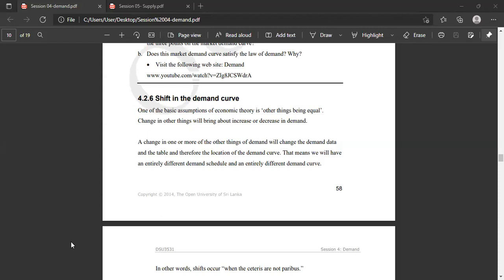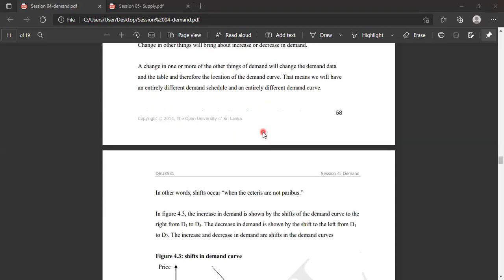Now let's go to the text here. One of the basic assumptions of economic theory is other things being equal. Change in other things will bring about increase or decrease in demand. That means when you draw the demand curve, other factors remain constant, like that we assume. In case other factors change, definitely the demand curve has to shift.